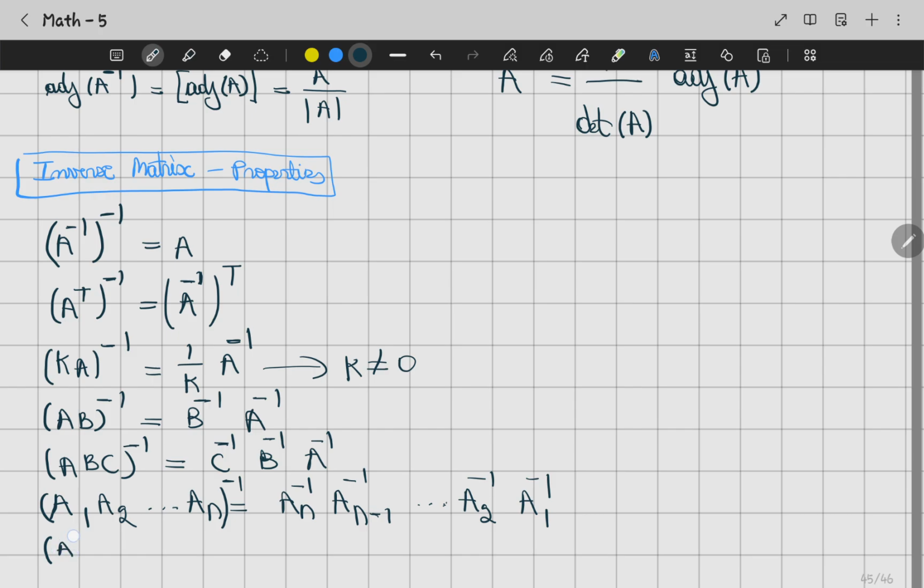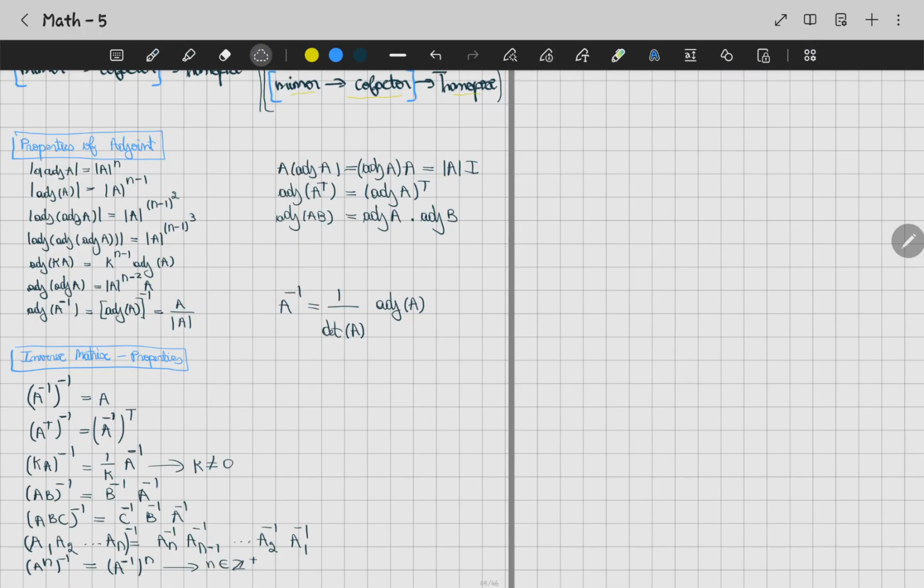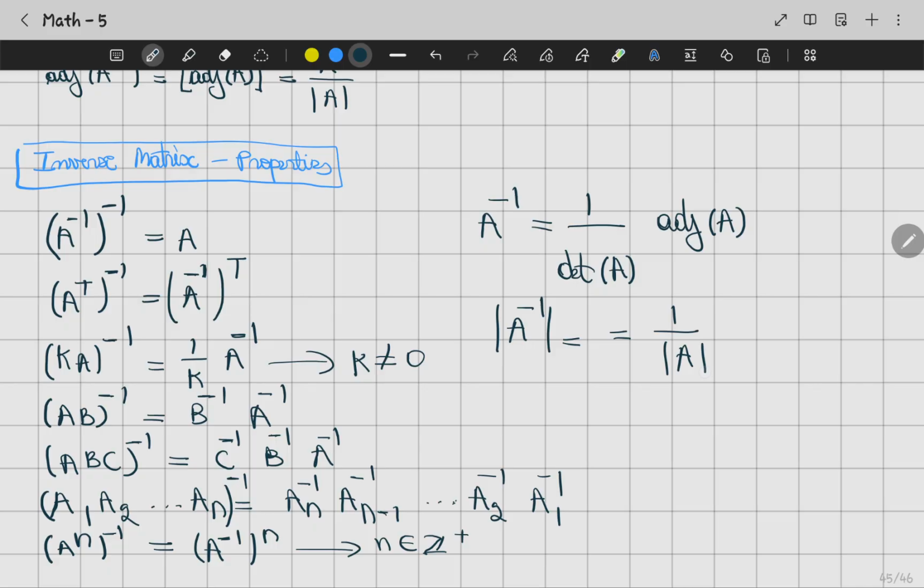Now let's see this form, and for this form we'll get A inverse to the power n. Okay, and the condition is n has to be a positive integer. Okay, so this is what we have. I'm going to move on to the inverse formulas. So here is another formula for inverse. This is how we can represent it.